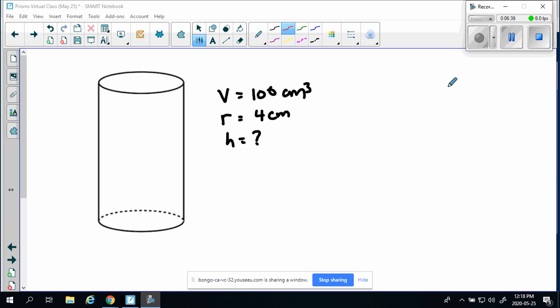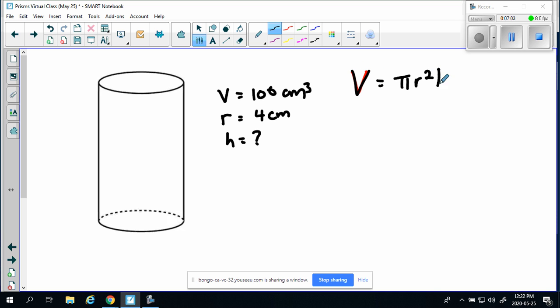Okay, so for this one, they have given us a cylinder, they've given us the volume, and the radius, they have not given us the height. Can you determine the height? So in order to determine this, you need to know how to find the volume of a cylinder. So the volume of a cylinder is going to be the area of the base, or pi r squared, times the height.